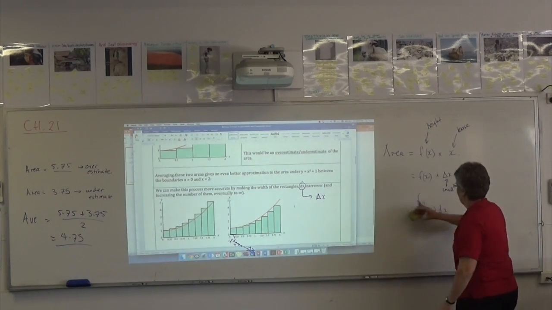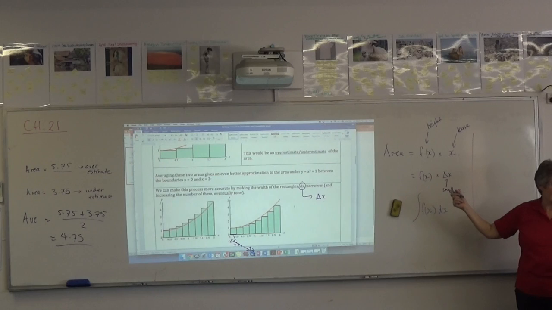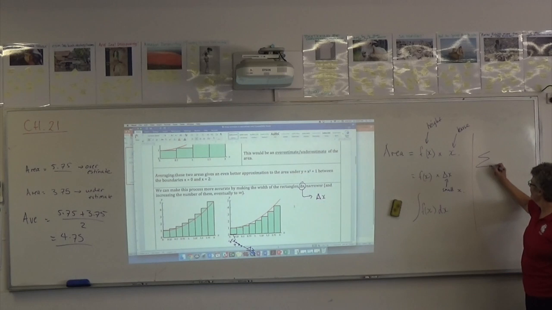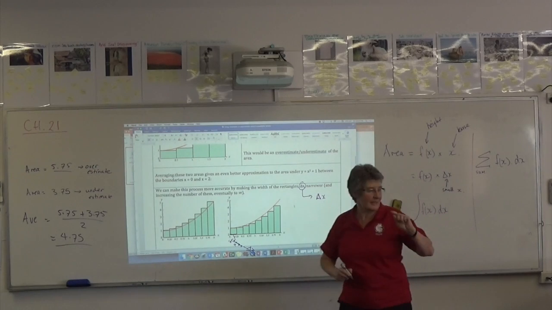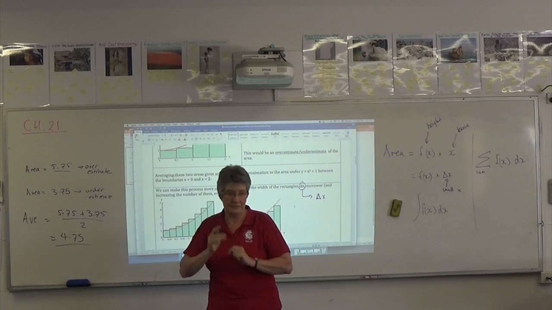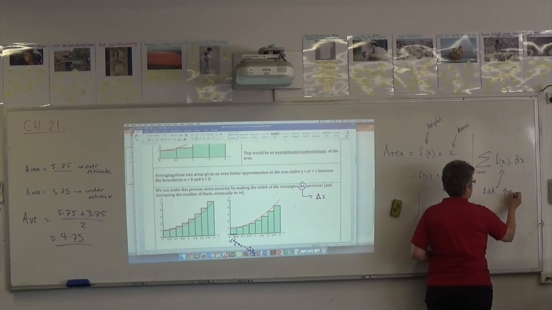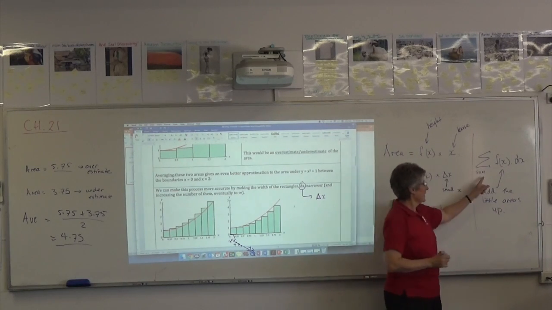I'm just going to go back a bit here. We had to add up all of these, didn't we? We had to add up the areas. So if we add up the areas, we come across this, that's the sum. So it's the sum of f dx times that. So that's another Greek symbol, means the sum. So that means add all those little areas up. So that's what that means.